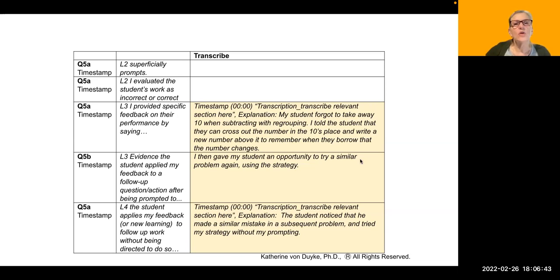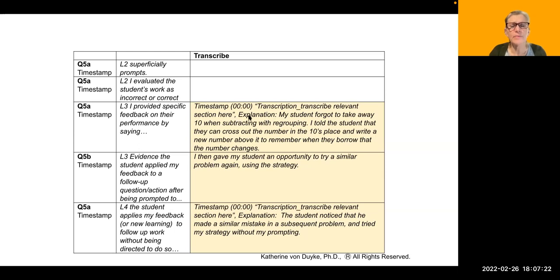find your work. So at a level 2, you would superficially prompt the student and evaluate yes or no on the correct answer. And I leave that blank because that's not hard to do. At a level 3, to get a score of 3 on Rubric 8, you would provide specific feedback on their performance and evidence that they applied it. And it doesn't really ask you much about how you elicited that, what they said that you gave feedback on, but obviously you would include that in the transcription that played out the whole scenario for the reviewer.